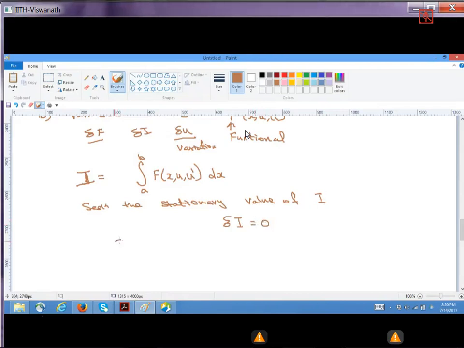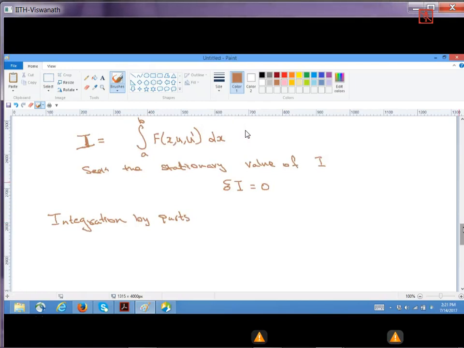So you can write delta I equals 0, but you want to write it in terms of the delta f's. Okay, so this is a little bit tricky. What we use is integration by parts. So even before, first I will explain the integration by parts, and then I will write my delta f, and then I will use these things.